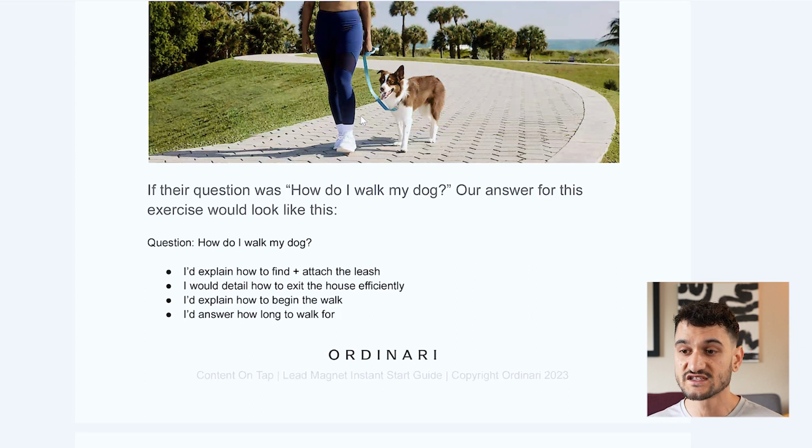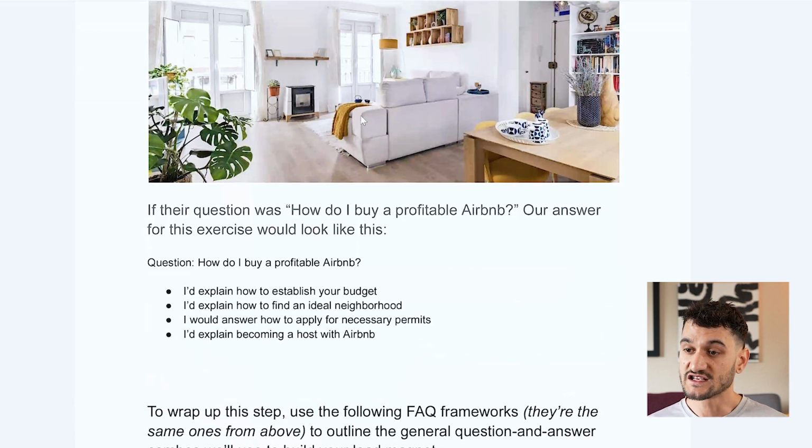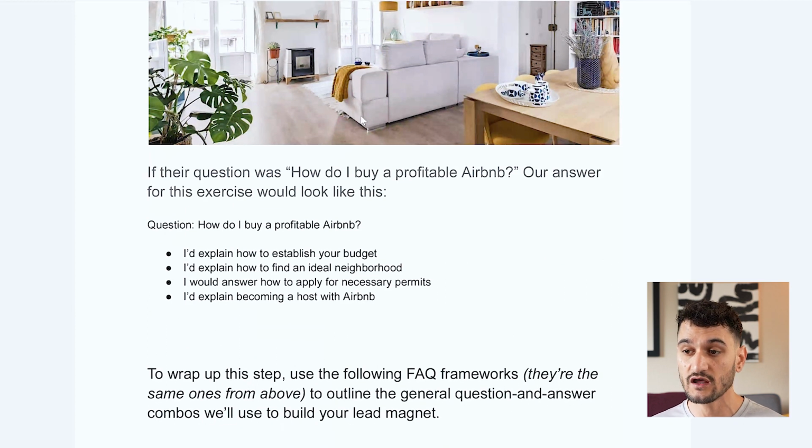Another example for this would be if their question was, how do I buy a profitable Airbnb? Our answer for this exercise would look like, again, we'd write down the question, how do I buy a profitable Airbnb? How do I blank? The blank is buy a profitable Airbnb in this case. And I would, for the bullet points that we're going to answer, I'd explain how to establish your budget. I'd explain how to find an ideal neighborhood. I would answer how to apply for necessary permits, and I'd explain becoming a host with Airbnb. Again, those are the 4 bullet points that I would write down for this.